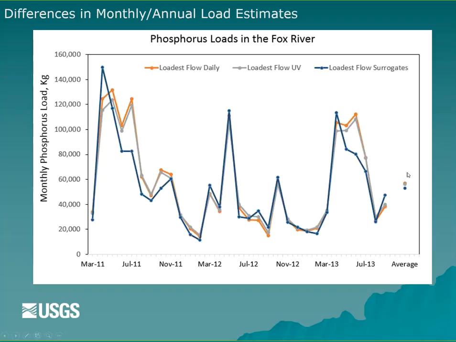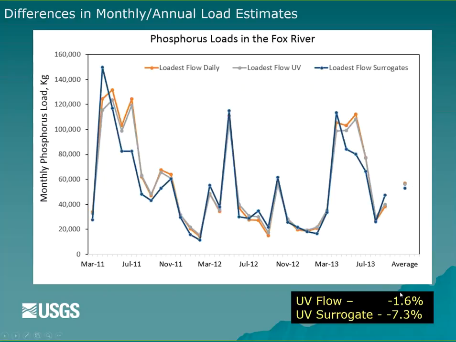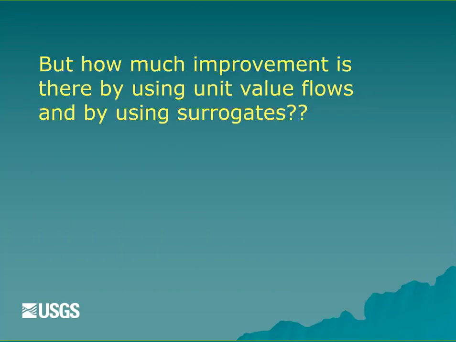If we sum that up into an annual average here, the UV flow model decreases the load by almost 2%, and when we add the surrogates to it, it reduces it by about 7%. So we're getting a little bit different answers. What does that lead to? The next question that comes up is, what kind of improvement are we really getting?